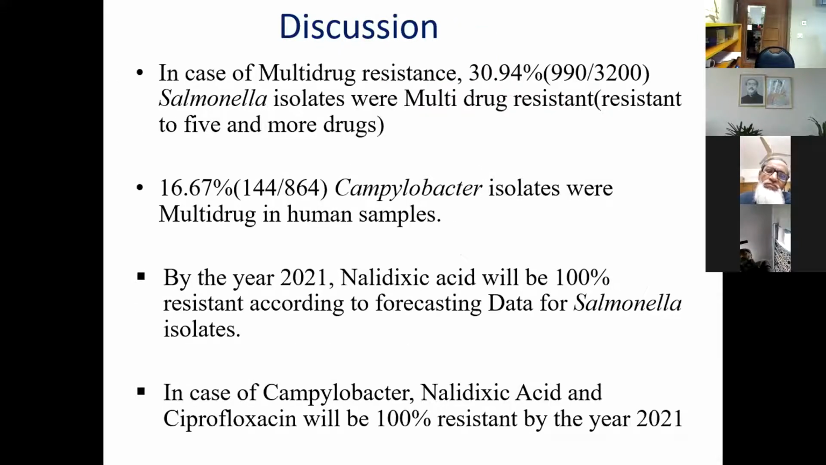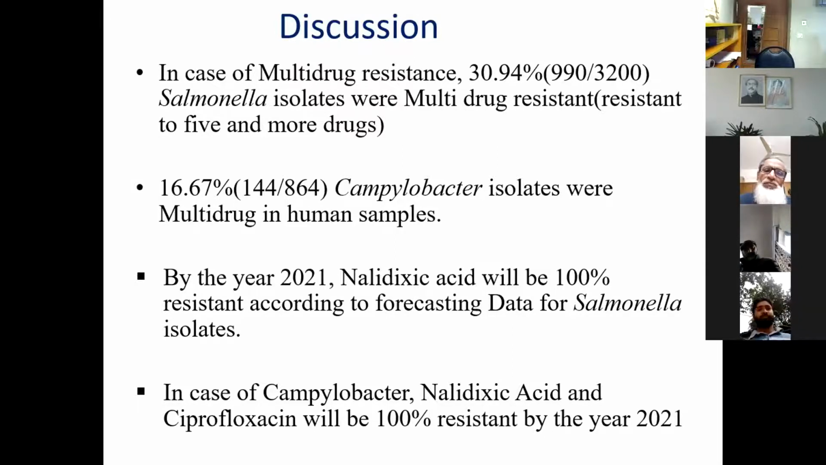There is an increase of multi-drug resistance. 30.94% of Salmonella isolates are multi-drug resistant, and 16.67% of the Campylobacter are multi-drug resistant. By the year 2021, nalidixic acid will be 100% resistant according to the forecasting data for Salmonella isolates. In the case of Campylobacter, nalidixic acid and ciprofloxacin will be 100% resistant by the end of the year 2021.